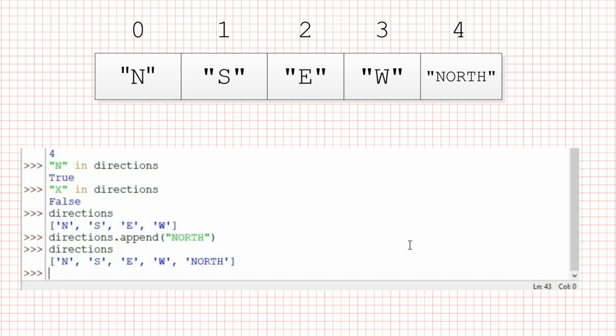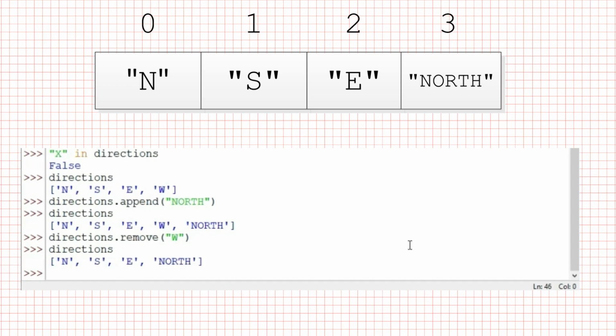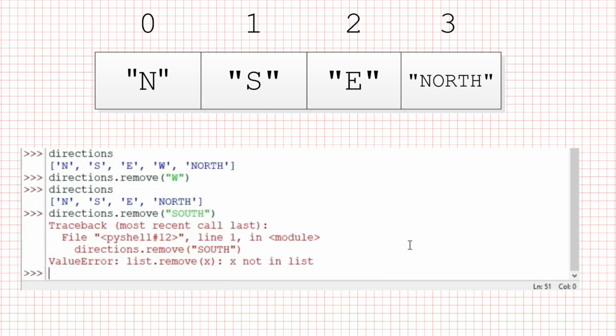And let's look at remove, another command with the dot notation. Directions dot remove. And in parentheses, I'll put the string W. And if I look at directions, it's gone now. And north, notice, kind of moved into W's slot. There's no empty space where W was. It's like it was never there. You'll get an error if you try to remove something that isn't there. I'll try to remove the whole word south. If you want to avoid that, use in to check if it's there before you try to remove it.